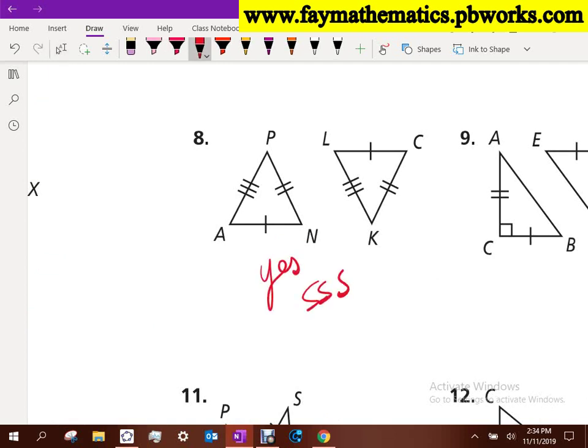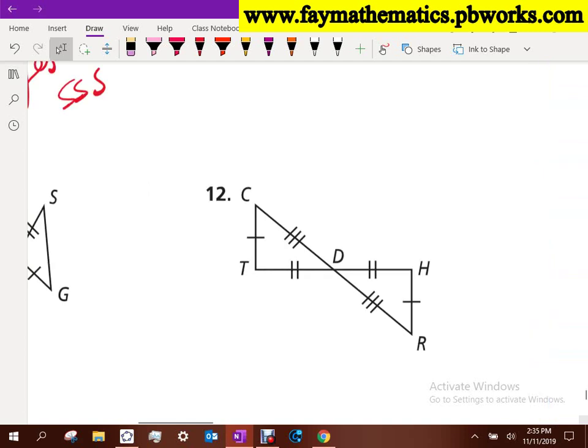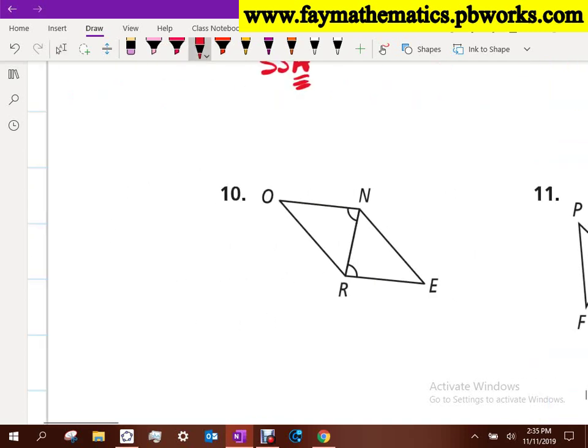Side, side, side. What about 9? Side, angle, side, good. What about 10? Not enough information. And we can say NR is congruent to NR, right? Okay. So what we would need to be able to do is show maybe that side there congruent to that side there, to go side, angle, side. But we don't have anything up there to tell us that that would be true. Okay. So not enough info.